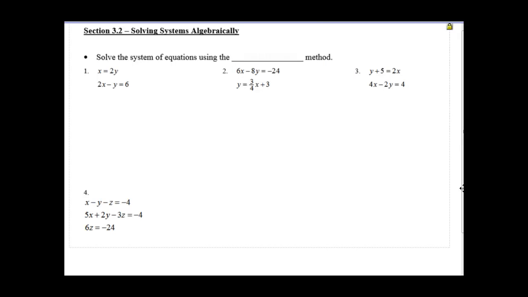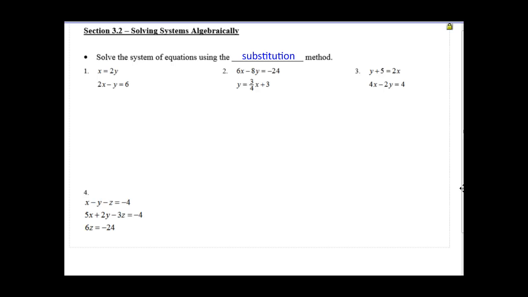Welcome to section 3.2, Solving Systems Algebraically. Today we're going to solve systems using the substitution method. So we have two methods. We're going to do substitution first, then we're going to look at elimination.